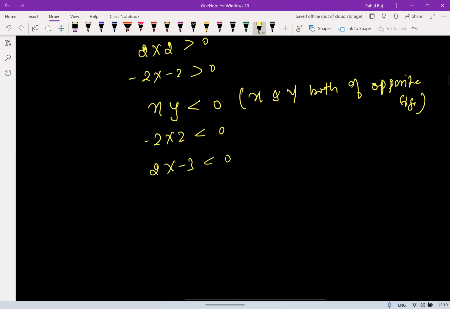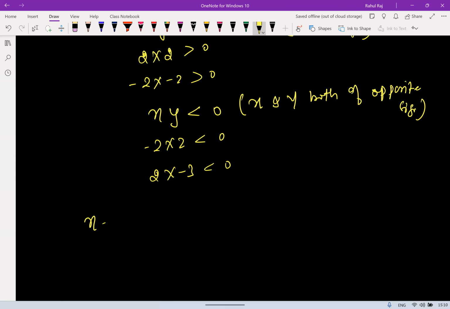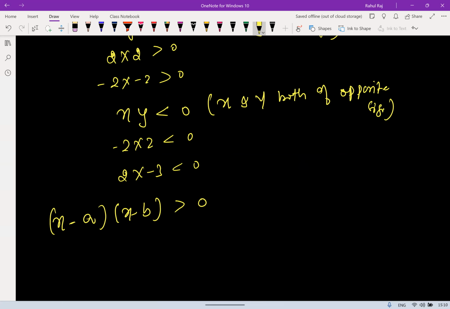Now, imagine I twist it a bit. If I say x minus a into x minus b greater than 0, what do you mean by this? Imagine I give you the expression x minus 10 into x minus 20 greater than 0. What do you mean by this? What exactly does this mean? Can you please tell me what you mean by x minus 10 into x minus 20 greater than 0?